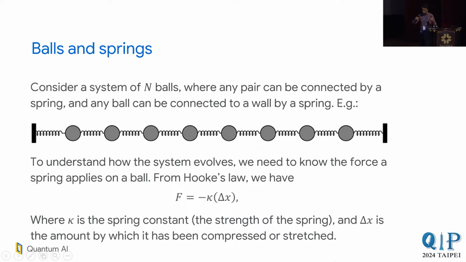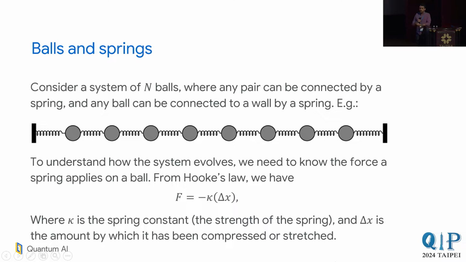And what that means is if you compress it by some amount, it pushes out strongly, and if you stretch it, it'll pull inwards. The way ideal springs work is that the force exerted by the spring is proportional to the amount by which you compressed it or stretched it. So that's the force equation. There's a minus sign to remind you that if you compress a spring, it pushes outwards, and if you stretch a spring, it pulls inwards. Okay, so now we understand the physics of springs. That's all we need to know.